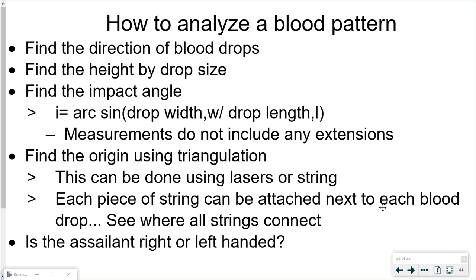And a lot of times you can figure out if the assailant was right or left-handed based off of the pattern of the blood drops, where they were initiated and then where the cast off patterns and things are. That can help narrow down your suspect pool. Make sure to try out the blood spatter reading and calculating angle of impact.